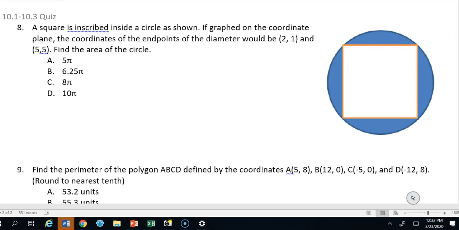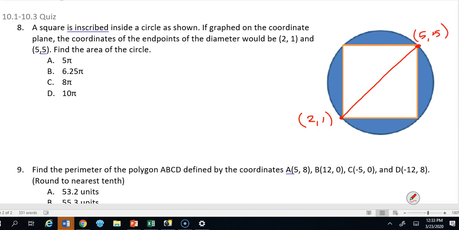Number 8 seemed to trip a bunch of y'all up too. It says a square is inscribed inside a circle as shown. If graphed on the coordinate plane, the coordinates of the endpoints of a diameter would be 2, 1, and 5, 5. So I'm going to go ahead and label these. I think this is a diameter right here, right guys? So if I labeled this one 2, 1, and I label this one up here 5, 5, then that's what we're talking about.